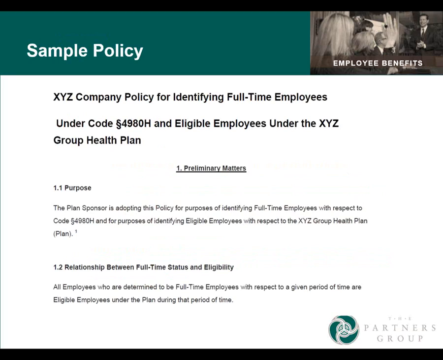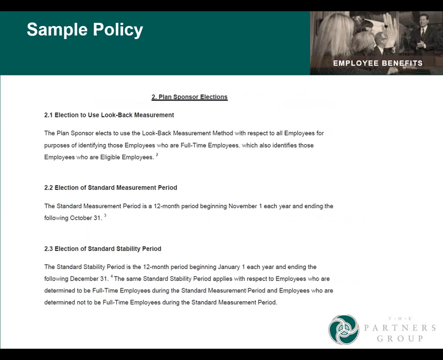This is a sample policy for identifying full-time employees. Under Code 4980H, eligible employees under the XYZ Group Health Plan. This basically says that for these employees, they're identifying full-time employees with respect to 4980H, and for the purposes of identifying eligible employees, they're going to use the plan. This is just a sample of what would be provided.